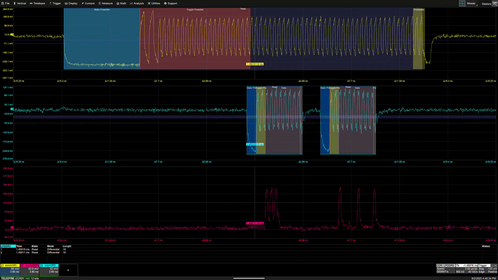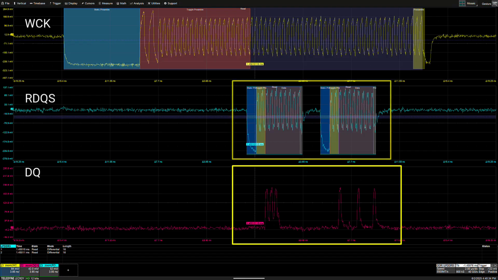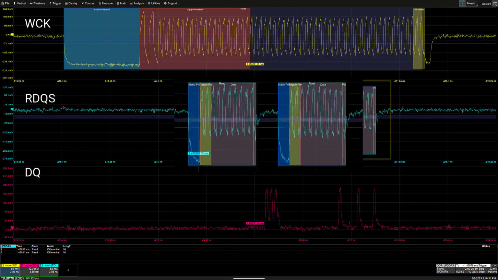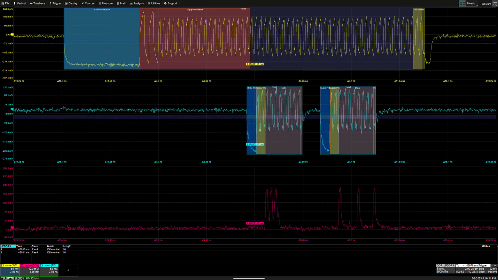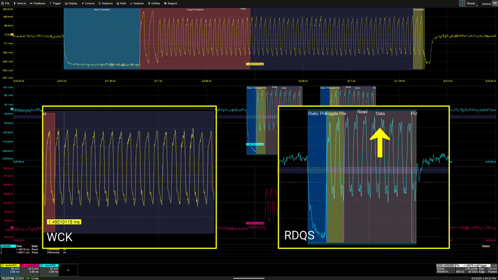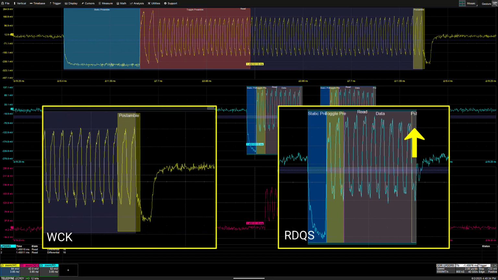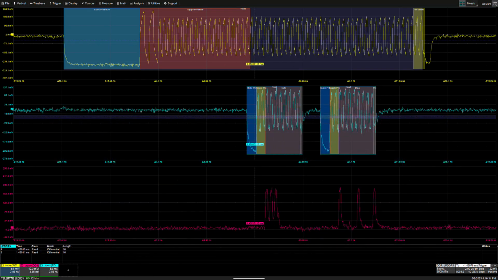Here, the write clock or WCK is active, and we see activity on both DQ and RDQS signals. The presence of an active RDQS signal tells us this is a read burst. We notice a static preamble followed by a toggle preamble, then the payload, and finally a postamble indicated on both WCK and RDQS signals. The overlays make it easy to identify each part of the signal.